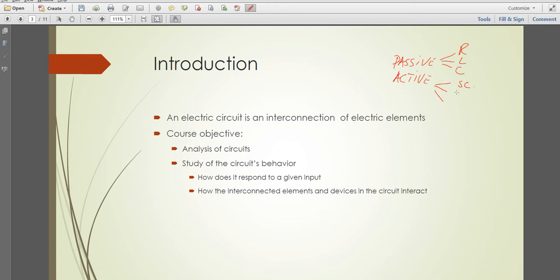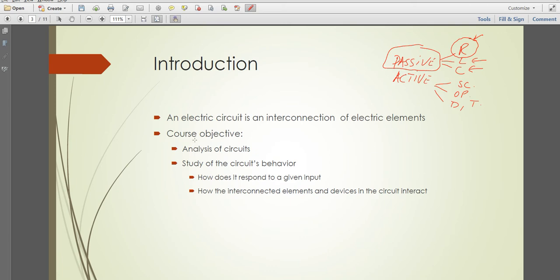We have the op-amp, operational amplifier. We have diodes. We have transistors. For this lecture, Circuits One will be concentrated first of all on using the resistors, inductor, and the capacitor, the passive elements as well.